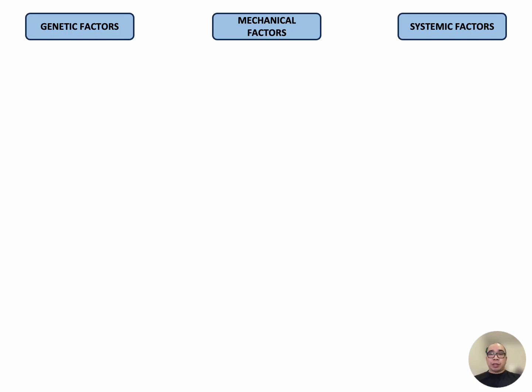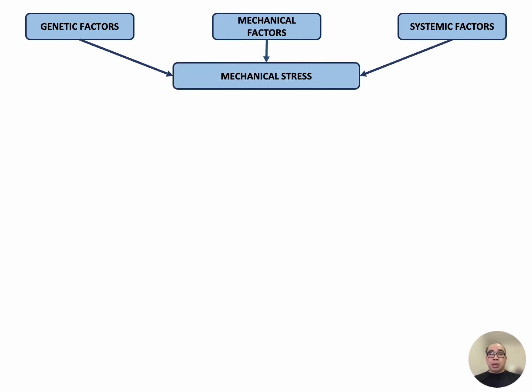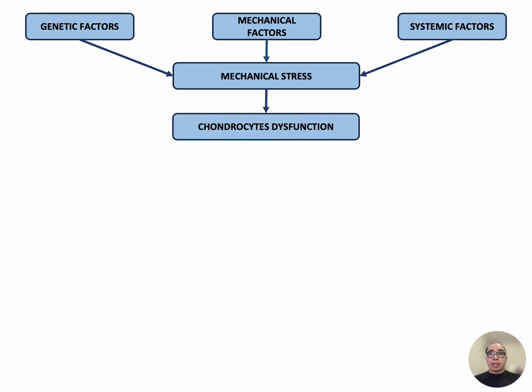With the combination of these factors, it will create a mechanical stress to the joints. Osteoarthritis often begins with excessive mechanical stress on a joint. This stress can result from factors such as joint overuse, injury, obesity, and structural abnormalities. Due to stress, chondrocyte dysfunction develops. Chondrocytes are the specialized cells responsible for maintaining and repairing joint cartilage. Mechanical stress can disrupt the balance between anabolic and catabolic processes of chondrocytes. Over time, chondrocytes may become dysfunctional and unable to produce a sufficient extracellular matrix, leading to cartilage damage.